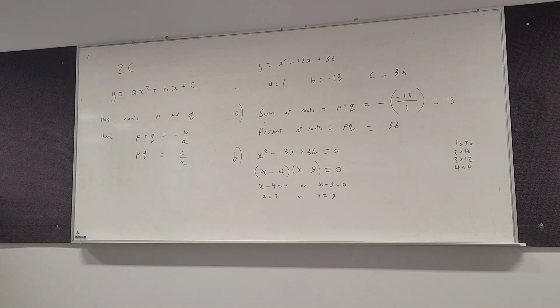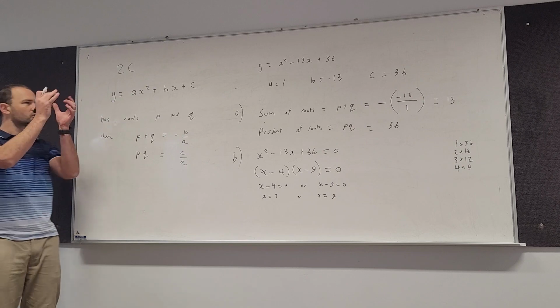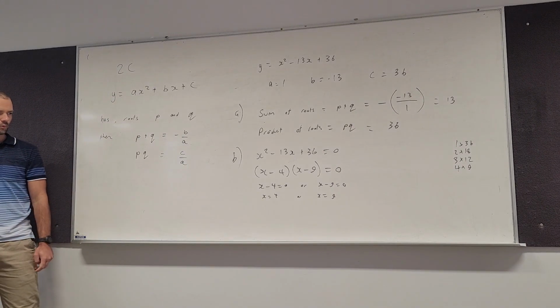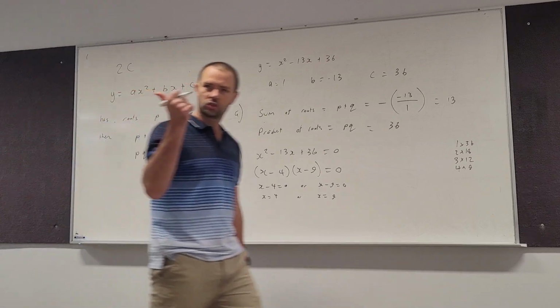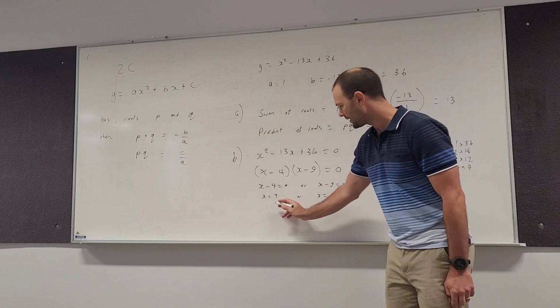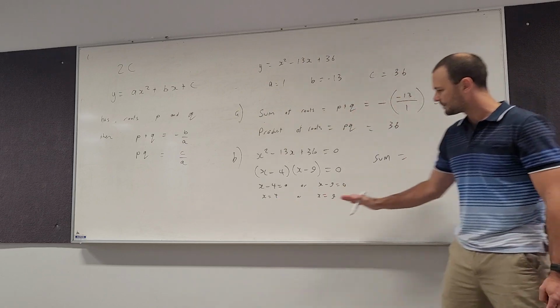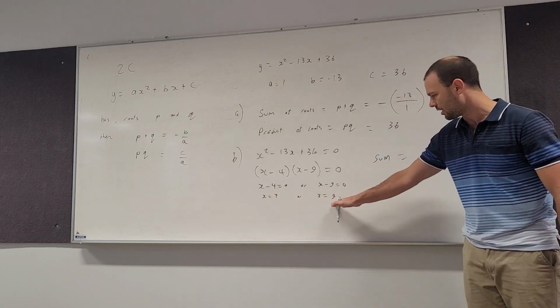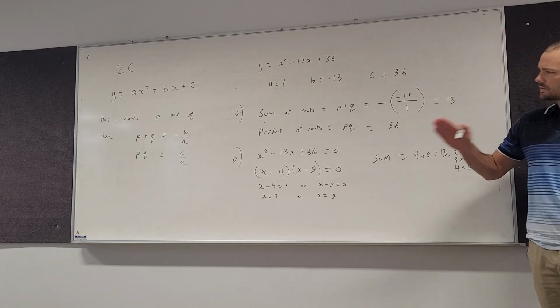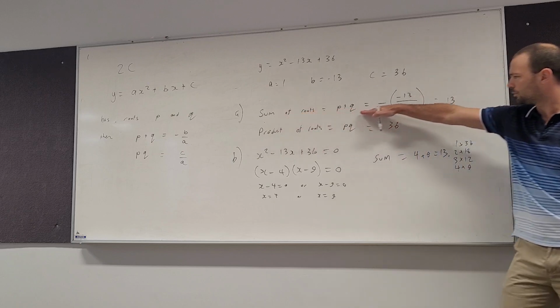Those are the values of x that if you put them into the equation, they make it equal to 0. All right, they're the roots. And so now let's check the statement. What is the sum of the roots? All right, so these are p and q. If I add them together, 4 plus 9 equals 13. What was our claim up here? The sum of the roots is 13.